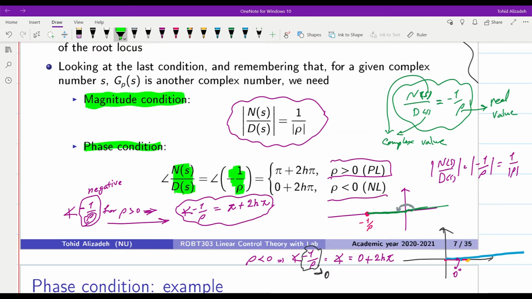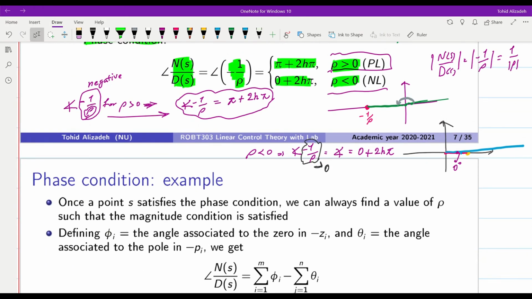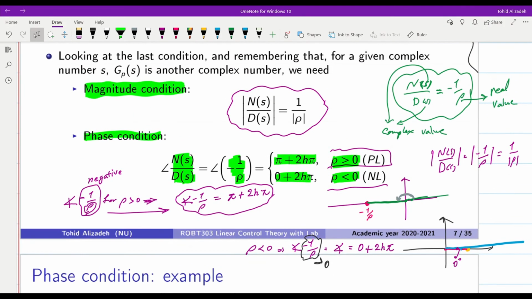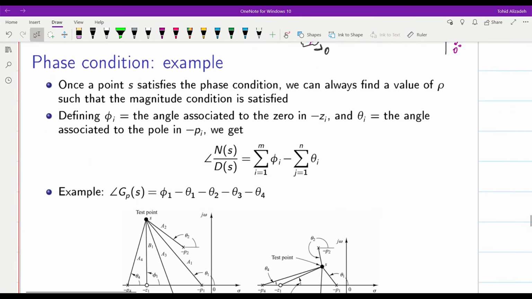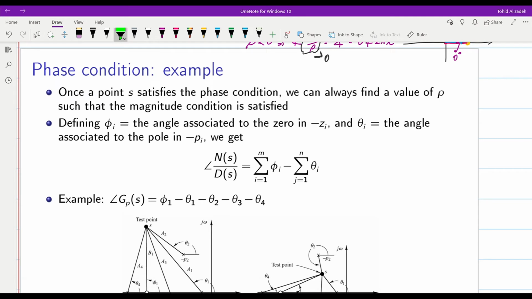So this is the phase condition. Phase of n over d will be equal to pi plus 2h pi for rho bigger than 0, and 0 plus 2h pi for rho smaller than 0. The phase condition will determine whether a point belongs to our Root-Locus or not. If it belongs to our Root-Locus, then using the magnitude condition, we will find out the proper value for rho. So once a point s satisfies the phase condition, we can always find the value of rho such that the magnitude condition is also satisfied. Indeed, with the magnitude condition, we will find the proper value of rho.